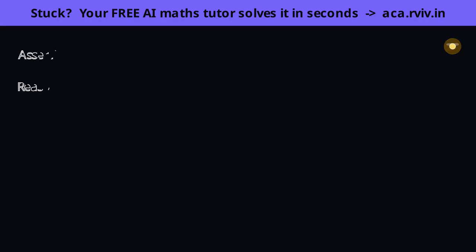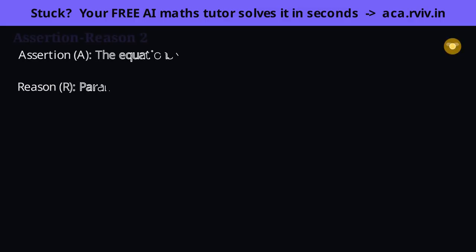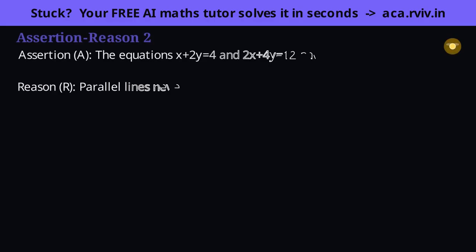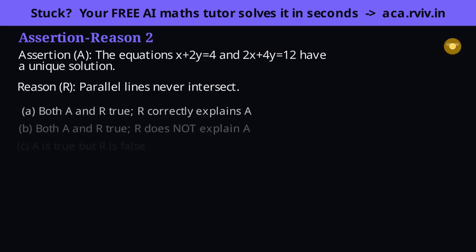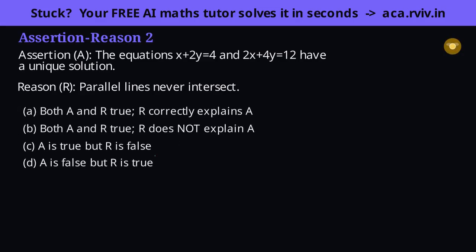Same three checks, but here they'll pull apart. A good reminder that the assertion and the reason must each be judged independently. Test the assertion with the ratio test first, then weigh the reason entirely on its own merits. Which option is correct? Check the assertion.